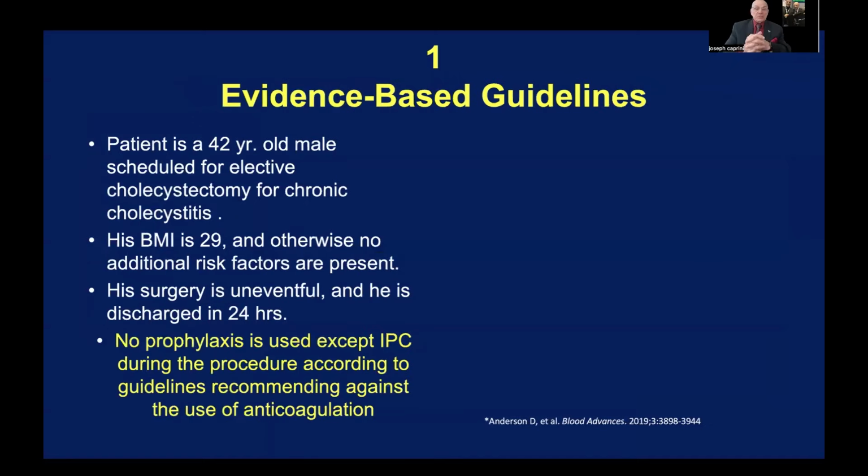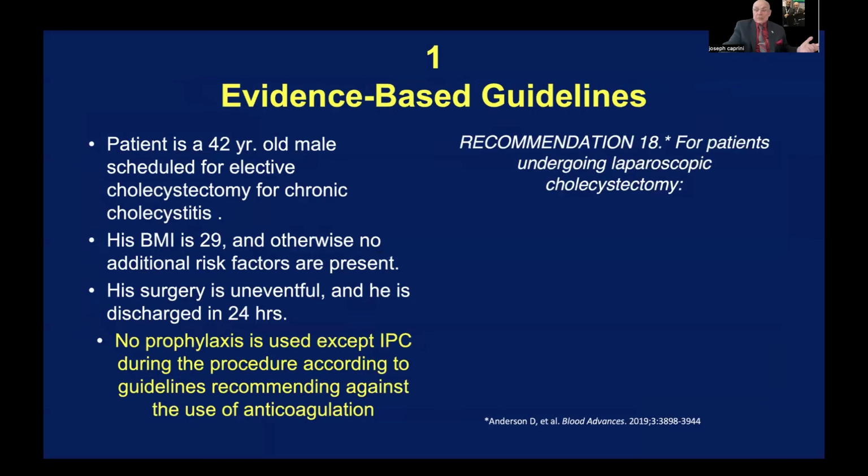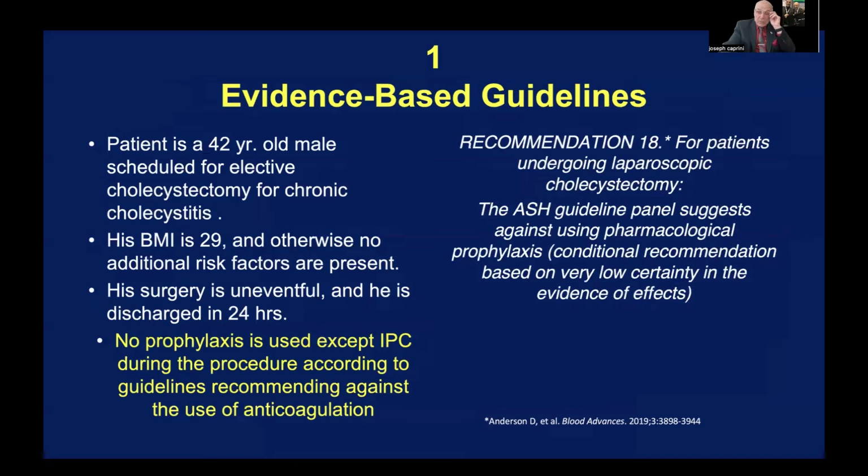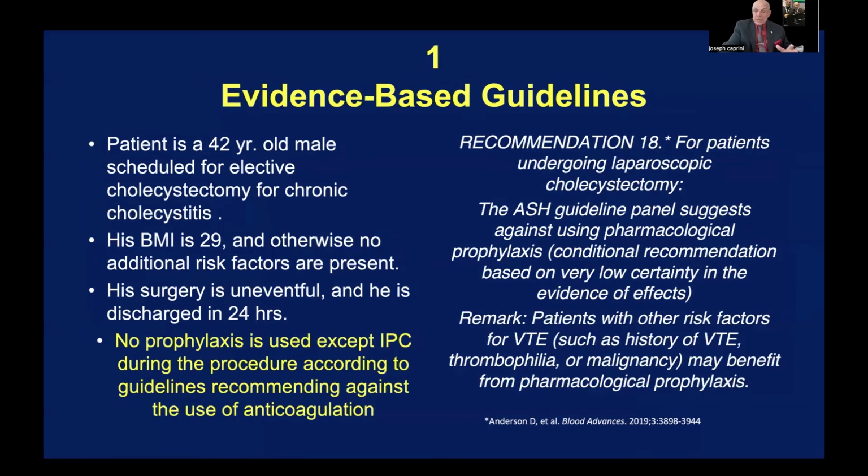Let's take a routine situation: a 42-year-old male for elective cholecystectomy with a BMI of 29, no additional risk factors, and surgery is uneventful. No prophylaxis except pneumatic compression during the operation is used. The latest ASH guidelines recommend against pharmacologic prophylaxis for laparoscopic cholecystectomy. Patients with other risk factors, such as history of VTE, thrombophilia, or malignancy, may benefit from pharmacologic prophylaxis.